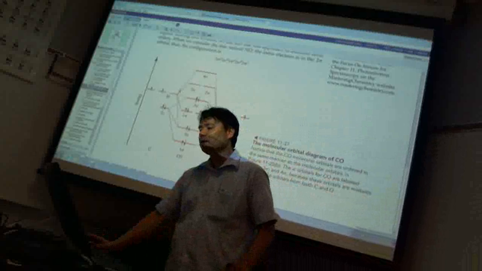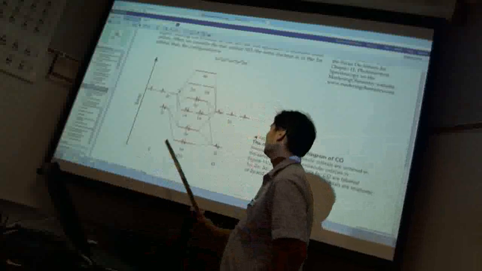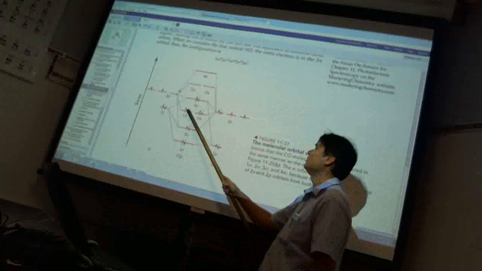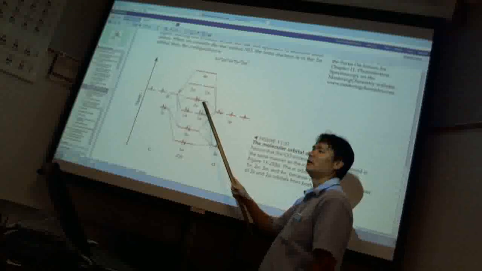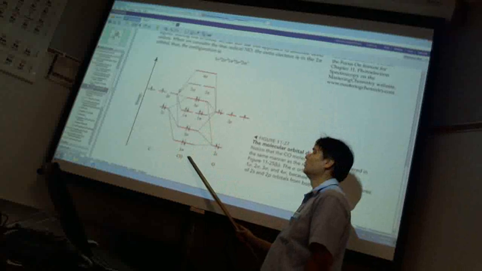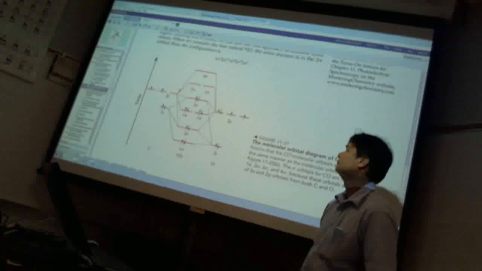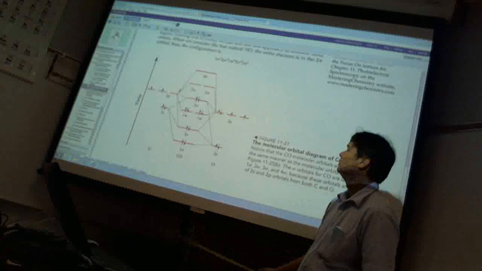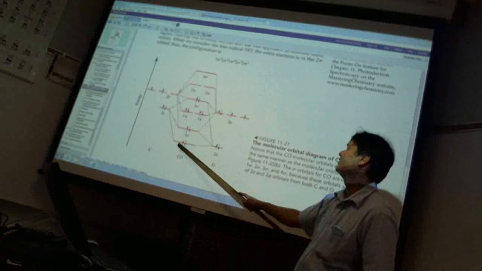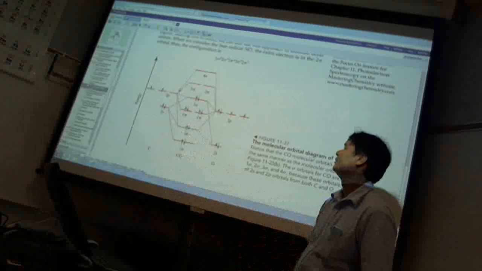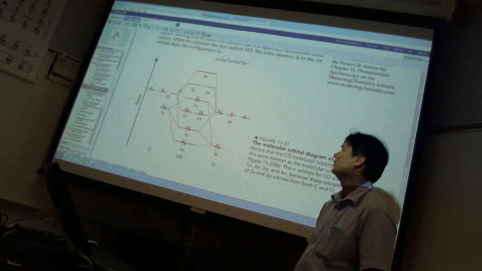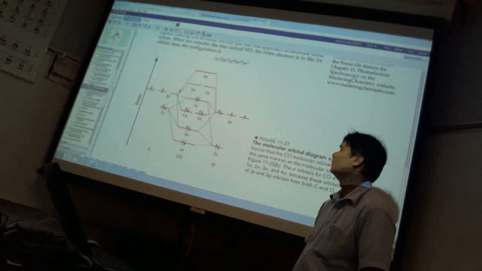All right, carbon monoxide, how many electrons? 4 valence electrons for carbon, 6 valence electrons for oxygen, 10 electrons. 1, 2, 3, 4, 5, 6, 7, 8, 9, 10. Carbon monoxide, diamagnetic or paramagnetic? Diamagnetic. What's the bond order? Bonding, antibonding, cancel. So it's 3.